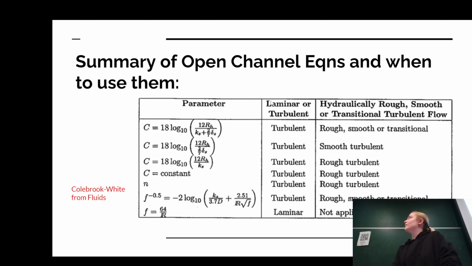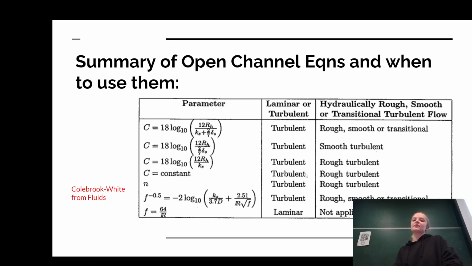Okay, and then we've got a bit of a summary of open channel equations and when to use them. Up here we've got our Chezy coefficient equations. They've given you when to use them, so rough, smooth, or transitional. They've got that more complicated version of the Chezy coefficient equation that simplifies down when we specify smooth or rough.